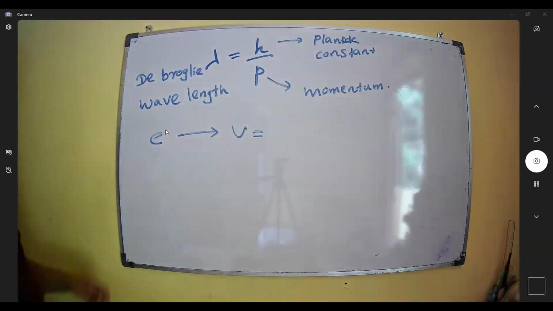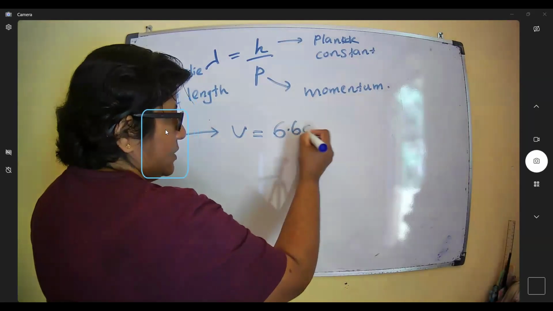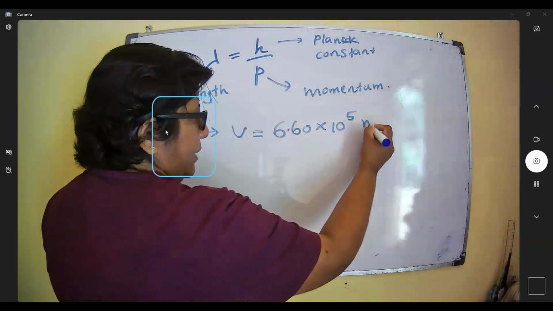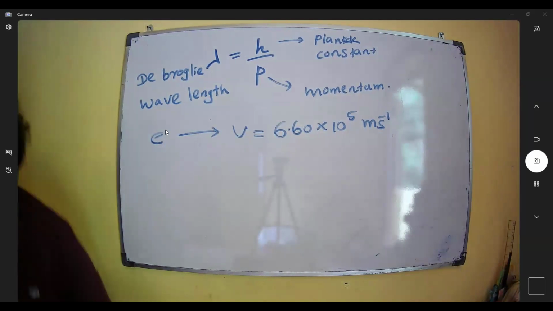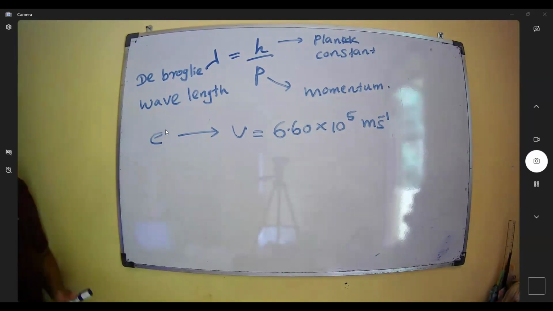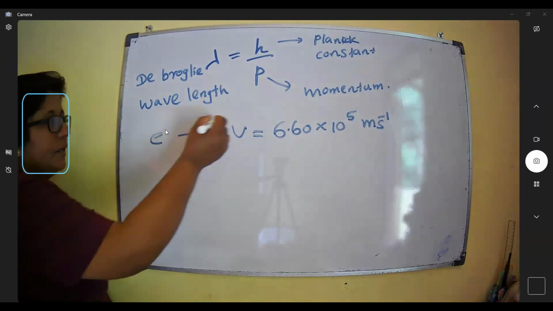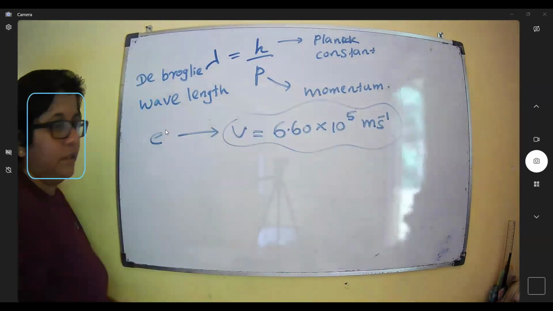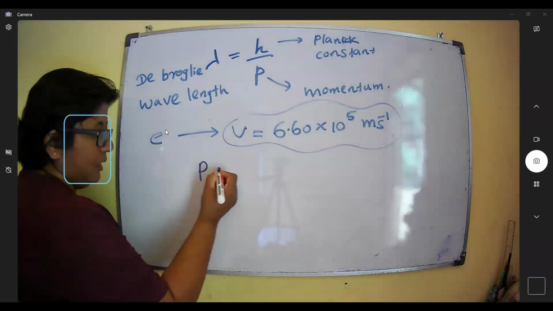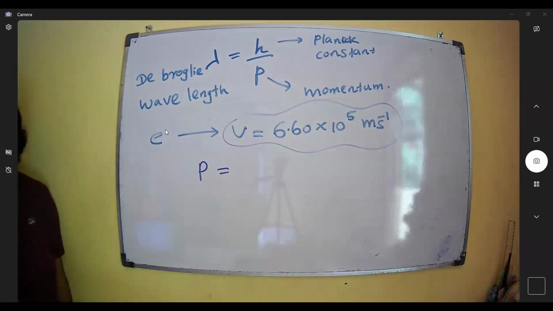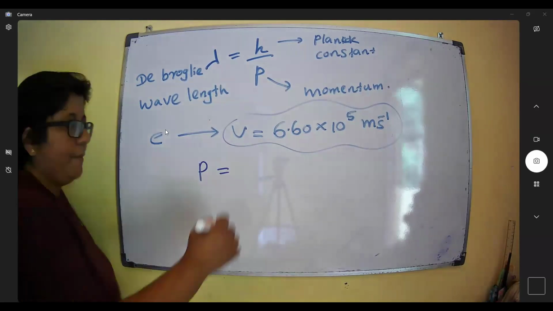The velocity is mentioned as 6.60 × 10^5 m s^-1, meter per second. This is the velocity of the electron. You can see in the equation directly that the wavelength associated with the momentum is lambda equal to h over p. But in the given values, they mention the velocity. Then we have to substitute a value for p. We know p, the momentum. Momentum is related to mass and velocity.